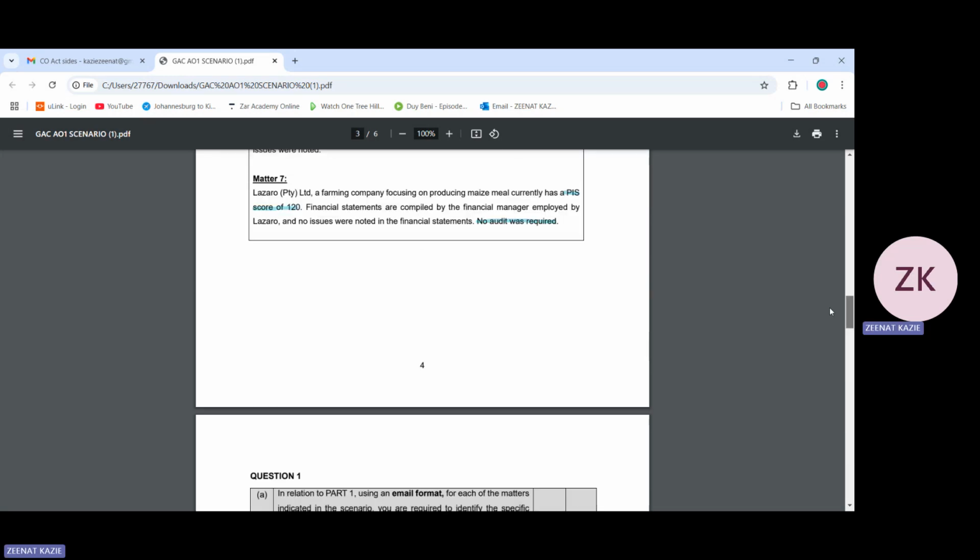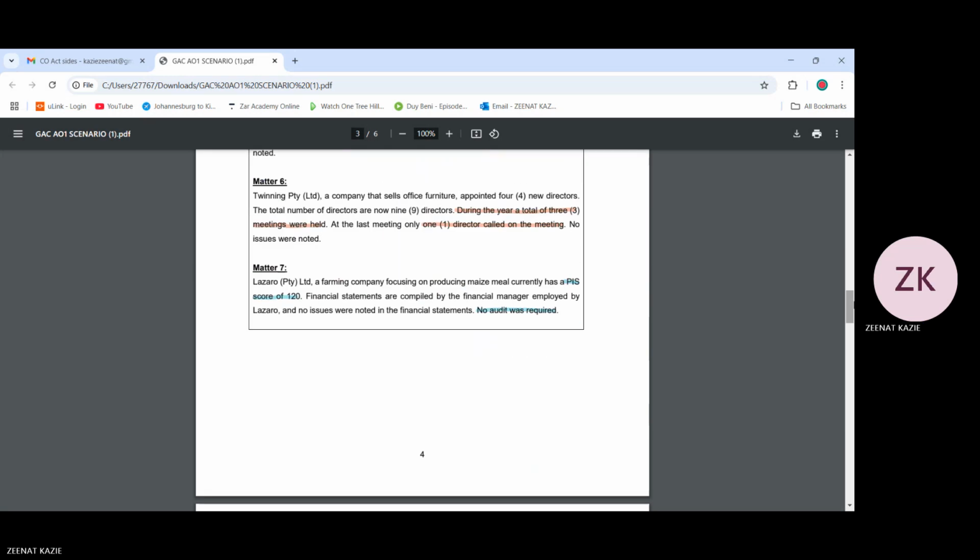Then if we go on to the last matter, it says that Lazaro Pty Ltd, a farming company focusing on producing maize meal, currently has a public interest score of 120. So now we're going back to the public interest score. Remember that. Then it says that the financial statements are compiled by the financial manager employed by Lazaro. So that should automatically be telling you that the financial statements are internally compiled. We need to make a note of that. It says no issues were noted in the financial statements. No audit was required. So what is the problem here?